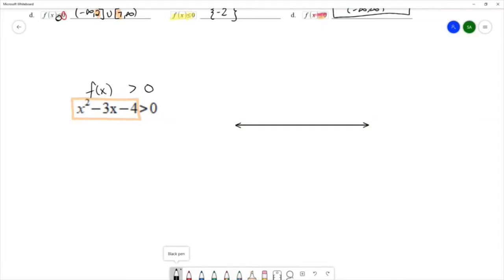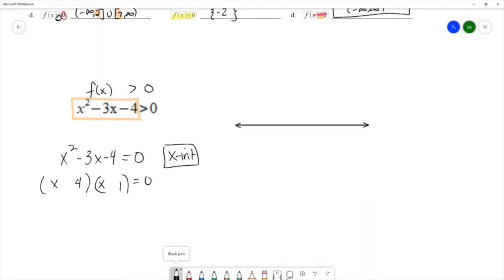Now, I don't want to draw the whole graph to be able to figure out this answer. So here's what I'm going to do. I'm going to take my function, x squared minus 3x minus 4, and set it equal to 0 so that I can find those x-intercepts. And I'll factor this. I get x and x, 4 and 1 with a minus and a plus. Set each factor equal to 0. That gives me x equals 4 and x equals negative 1.